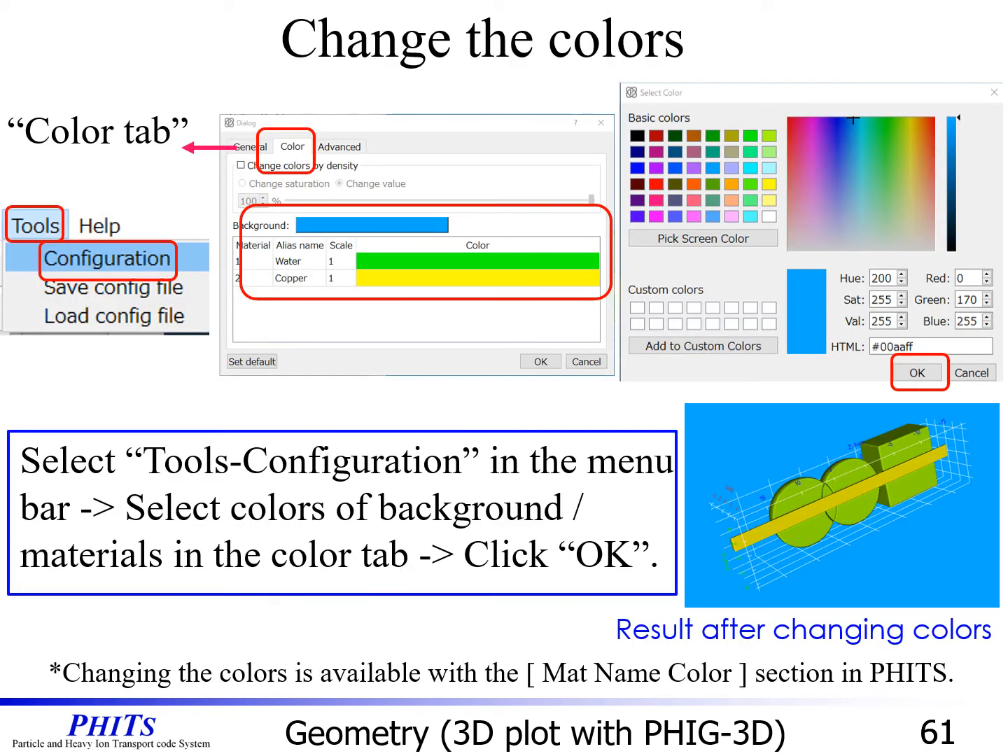Here is shown how to change the colors. First, please select Tools, Configuration, Color in the menu bar. Then, you can select colors of background or materials in the Color tab. After that, click OK. These setting parameters correspond to the Matte Name Color section. Changing the colors is also available with a Matte Name Color section.